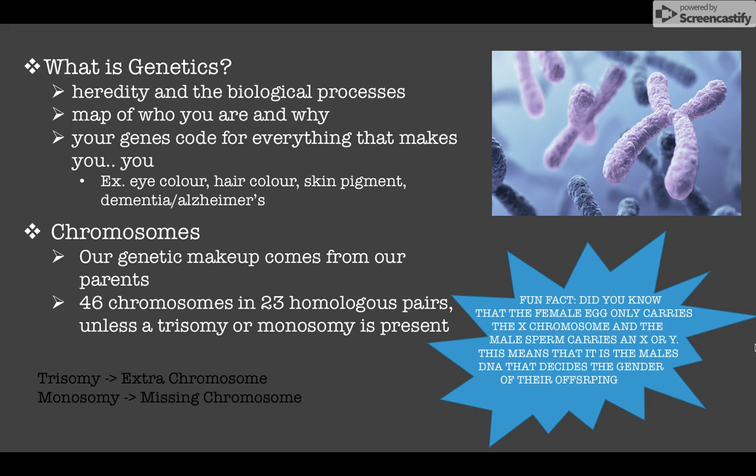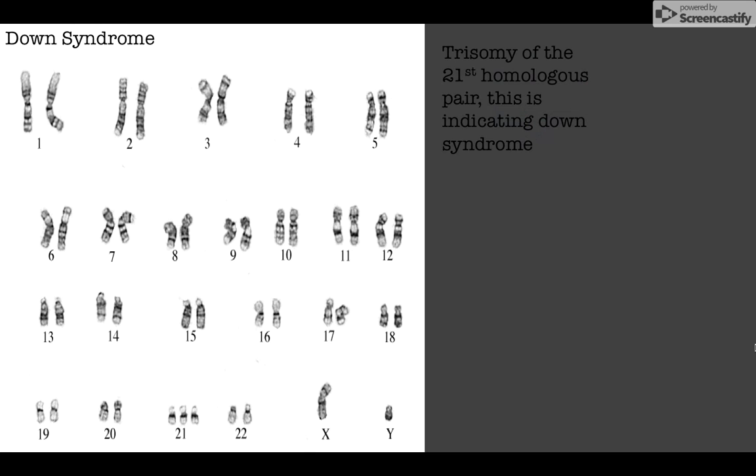A karyotype chart is a chart that shows an individual's homologous pairs, which we can use to determine if the person has any specific abnormalities, which are typically called a trisomy or a monosomy. Before I can explain what those are, I want you to understand that in each homologous pair, there are two chromosomes. A trisomy is when there is an extra chromosome, and a monosomy is when there is a chromosome missing. As you can see here in this karyotype chart, there is a trisomy on the 21st homologous pair, which actually tells us that this person has Down syndrome.